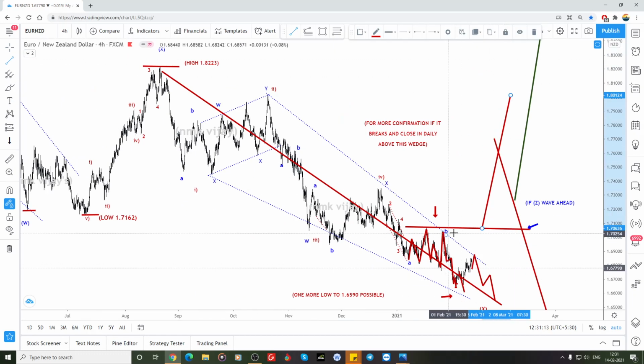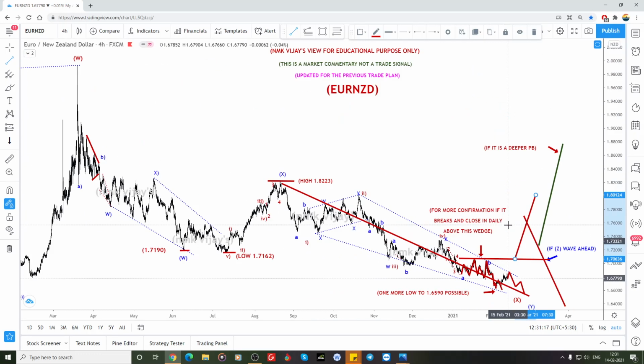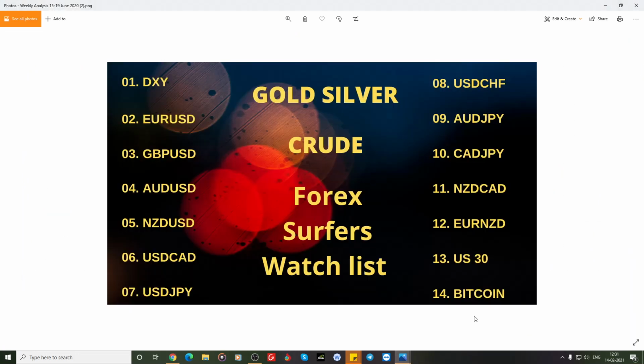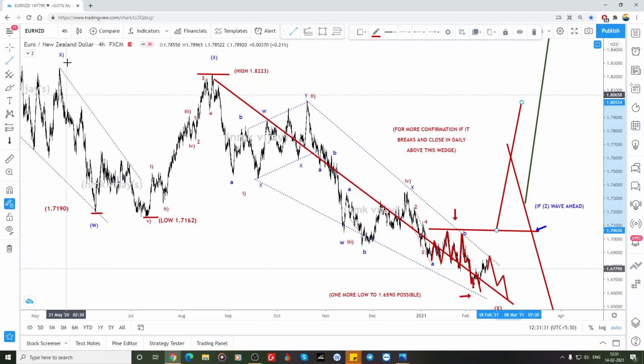A close above that 77 is a better choice. So let's see if anything interesting comes, I will keep you updated, but I just keep on watching, and I'm not so concentrating on this. So next, what will be the next is US30.